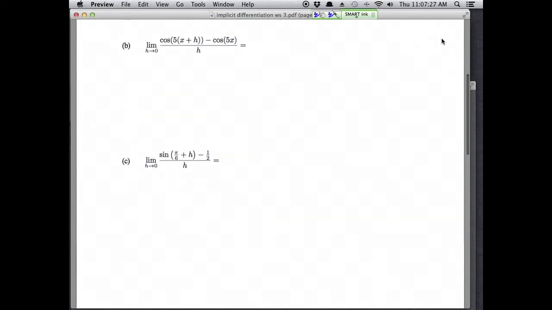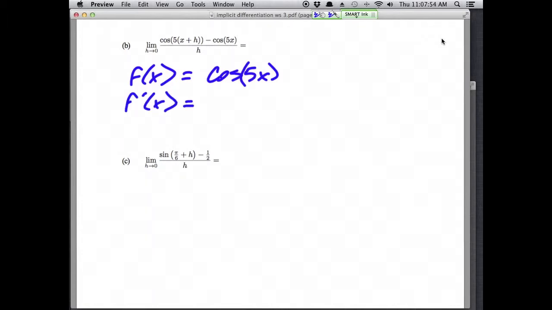On part B, limit as h approaches 0 of cosine of 5 times x plus h minus cosine of 5x over h. What's my function? Cosine of 5x. So once I identify my function is cosine of 5x, then what do I want to do? Find the derivative. What's required on finding the derivative of this? The chain rule. So what's my outside function?